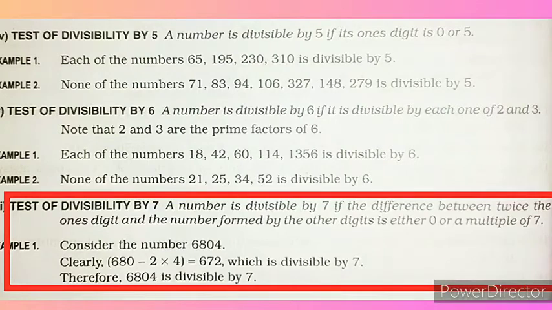So 4 into 2 is 8. And the other number is 680. If I subtract 8 from 680, I am getting 672. And if we divide 672 by 7, then 672 is divisible by 7. Therefore, the whole number, that is 6804, is also divisible by 7.